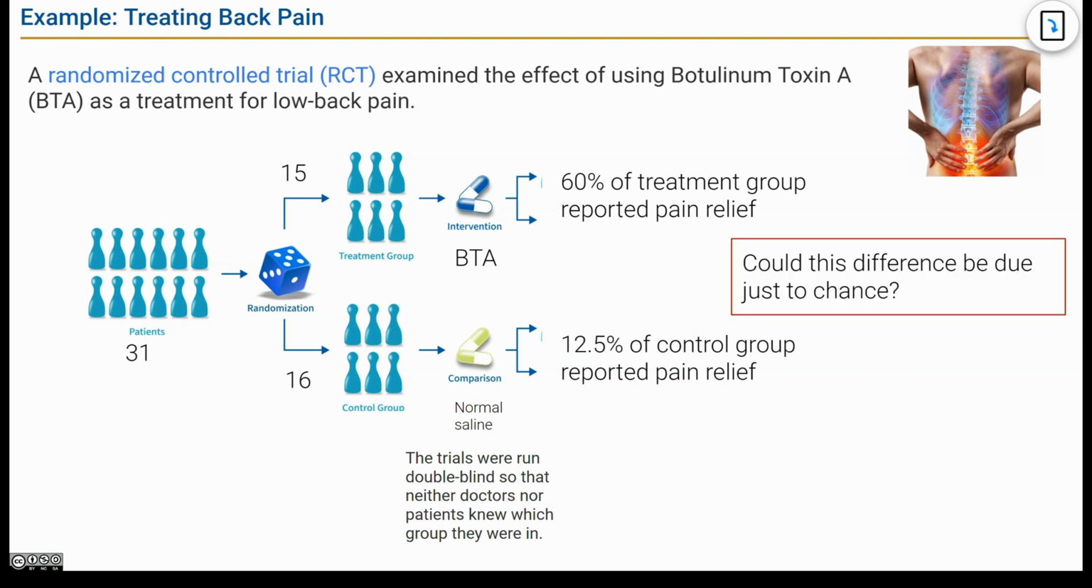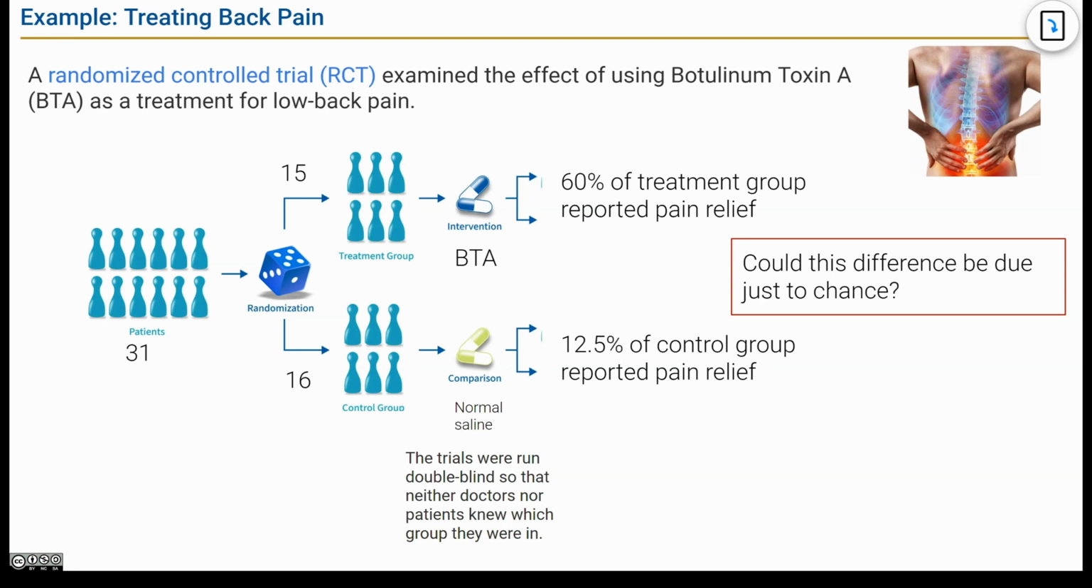And after 8 weeks, they had the patients describe whether or not they had pain relief, and they had a very precise definition used by the researchers as to whether they could say yes or no. So at the end, they ended up with a binary output of yes, I had pain relief, or no, I did not. And the question is, could this difference of 60% versus 12.5% be due just to chance? Or can we say it was due to the treatment?